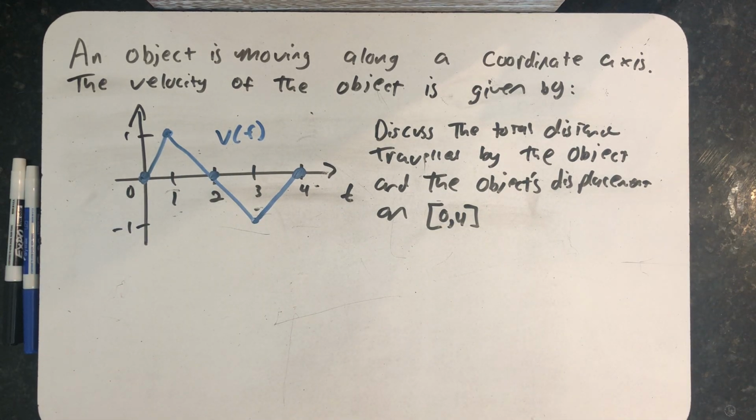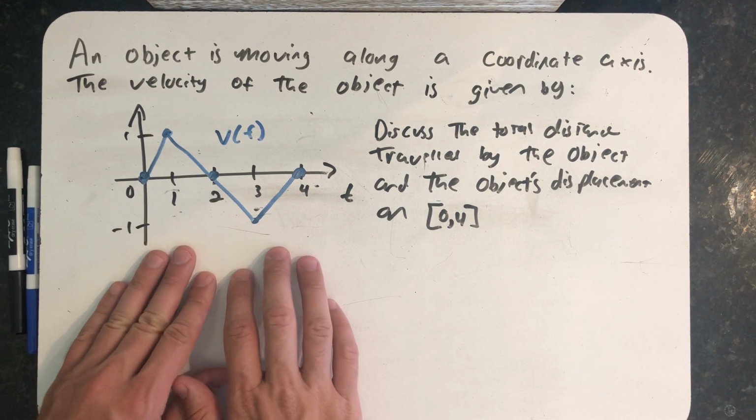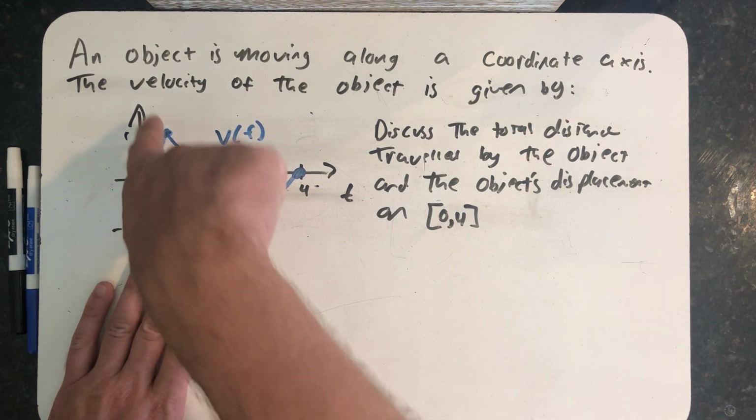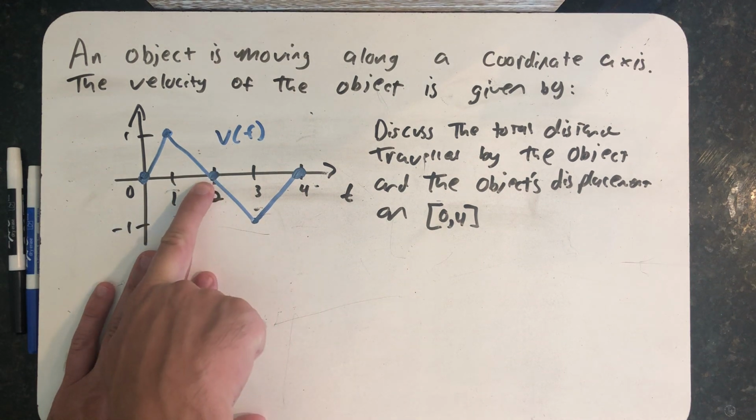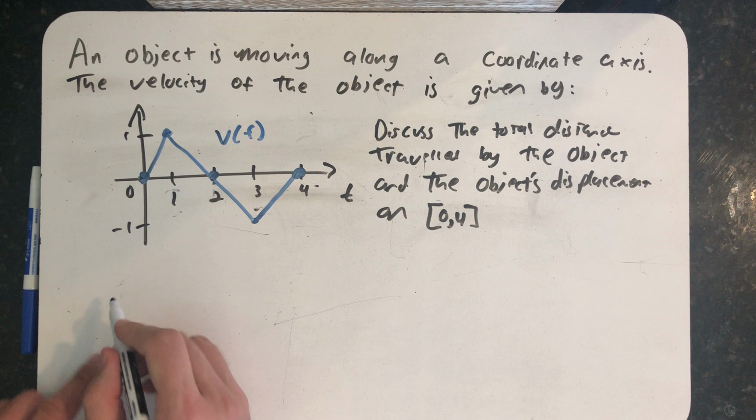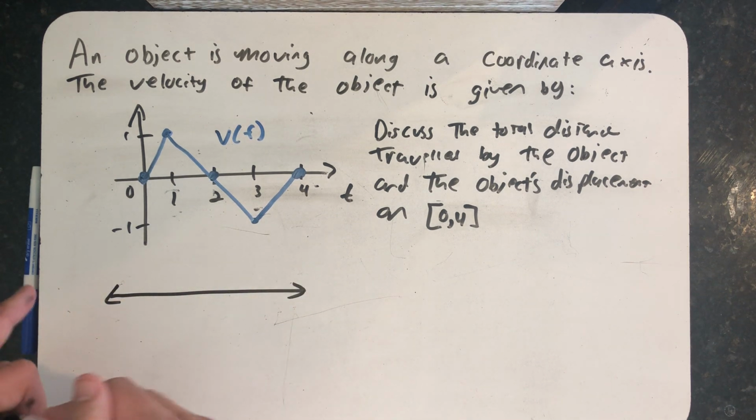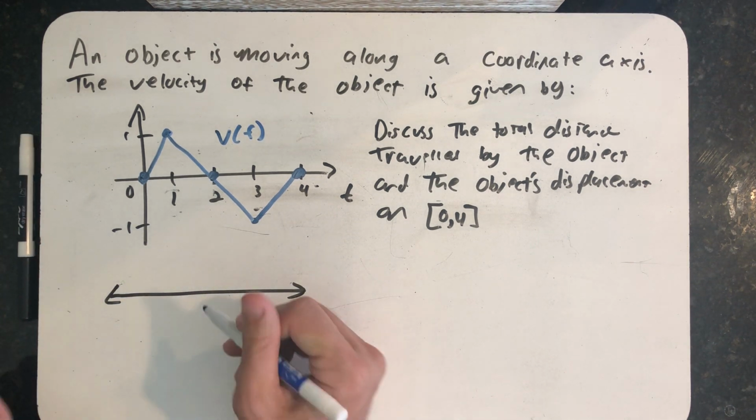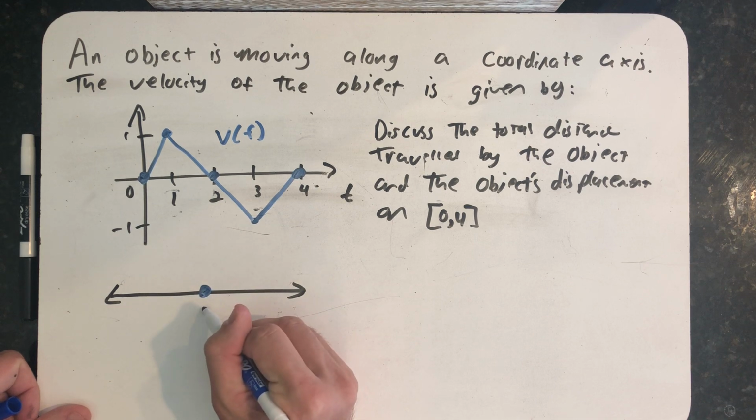In this video, I'd like to talk about the difference between an object's total distance traveled and its displacement. I have an object that's moving in a straight line, and this graph gives its velocity. So it speeds up and then it slows down, and right here the velocity is 0 and then the velocity is negative.